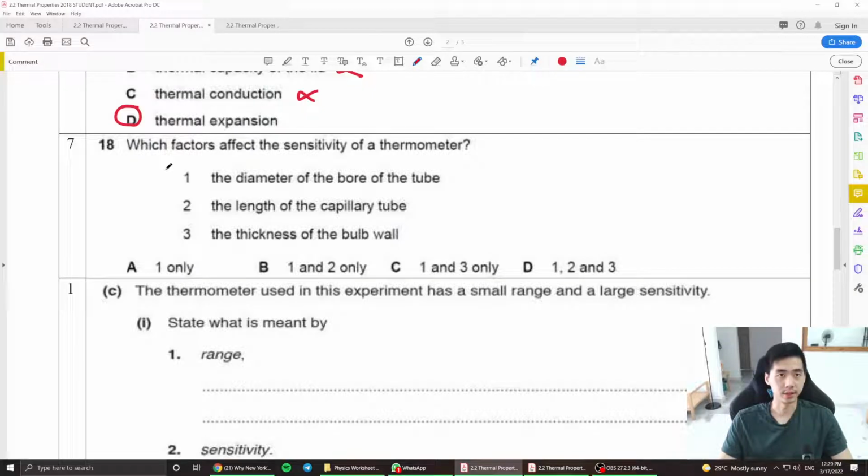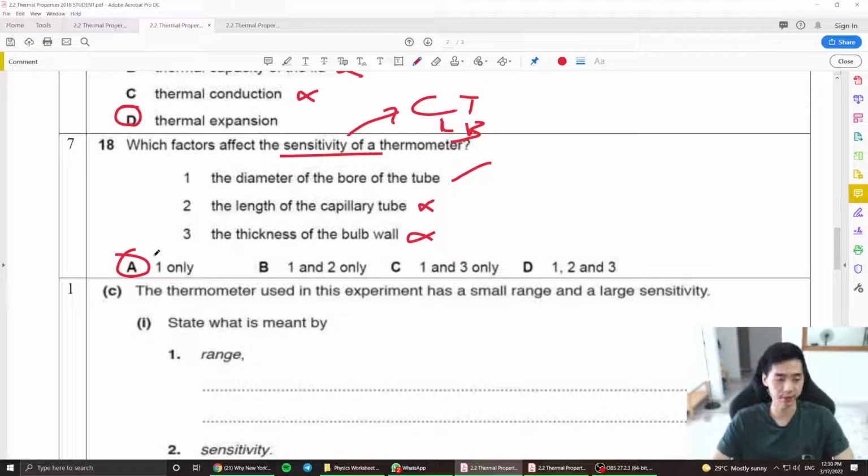And looking at this next question here, which factor affects the sensitivity of a thermometer? Yet again, sensitivity is either going to be the capillary tube or the larger bulb, right? So diameter of the capillary tube, number 1, definitely. The length of the capillary tube, no. The thickness of the bulb, no as well. So A is definitely going to be the answer here, guys.